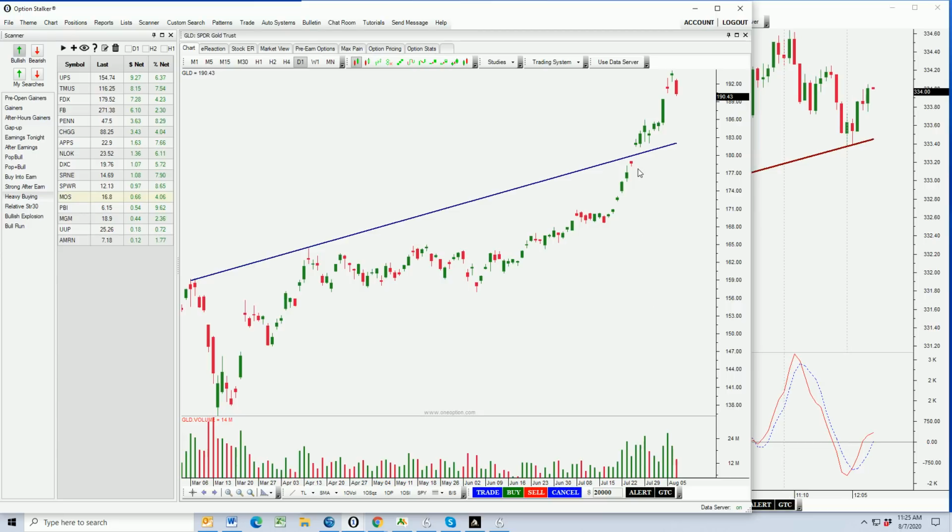Now, on a longer term basis, I think once gold comes in, flushes out some of these bullish speculators, there will be a longer term opportunity to get back in gold. I do like gold longer term because the printing presses are running.